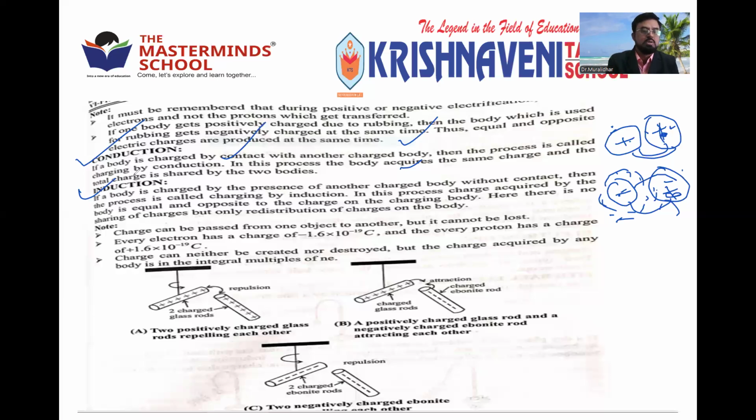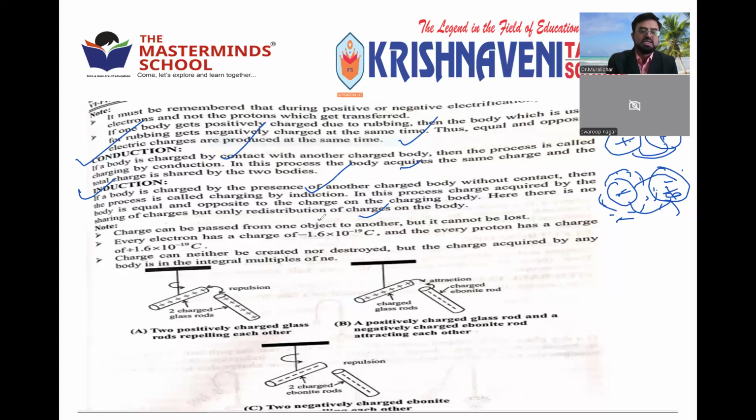Similarly, charge also. See, if your body is charged by the presence of another charged body without contact, then the process is called charging by induction. Charging by friction, charging by conduction, charging by induction. Okay. Charging by induction is temporary only. As long as the charged body is there, the other body will act as a charged body. If you remove that, it loses the charge. Induction is temporary. Okay. Now, charge can be passed from one object to another object, but cannot be lost.